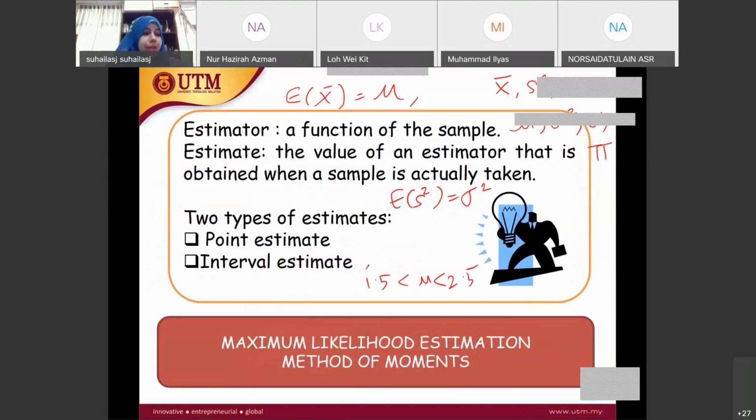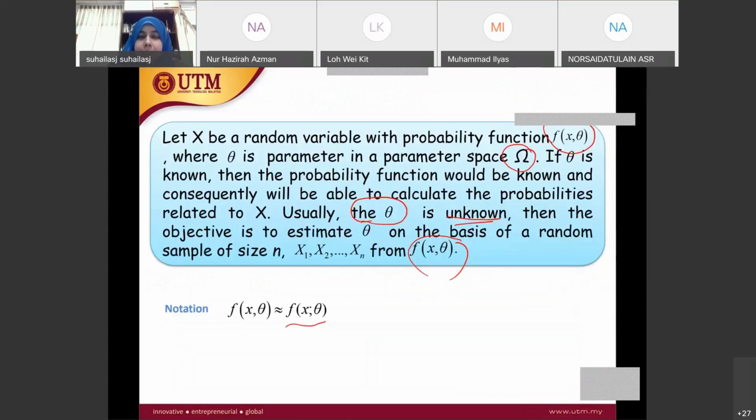Okay, again, we have the term for estimator and also estimate. So again, estimator is a function of the sample. Estimate is just a single value. So in this syllabus, we will learn about point estimate and also interval estimate. The first method that we will learn is the method of maximum likelihood estimation.